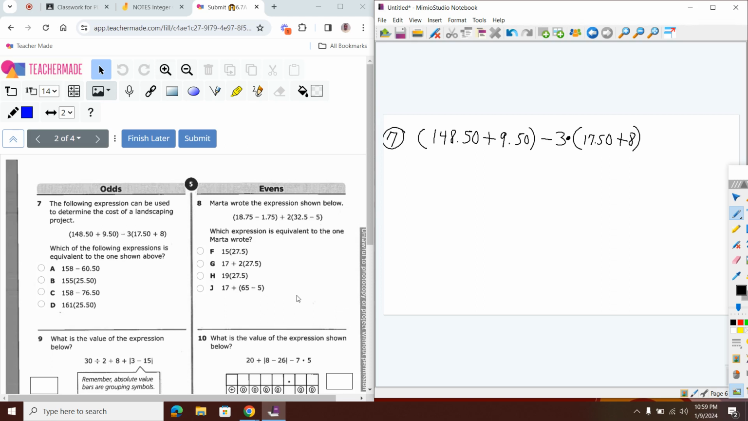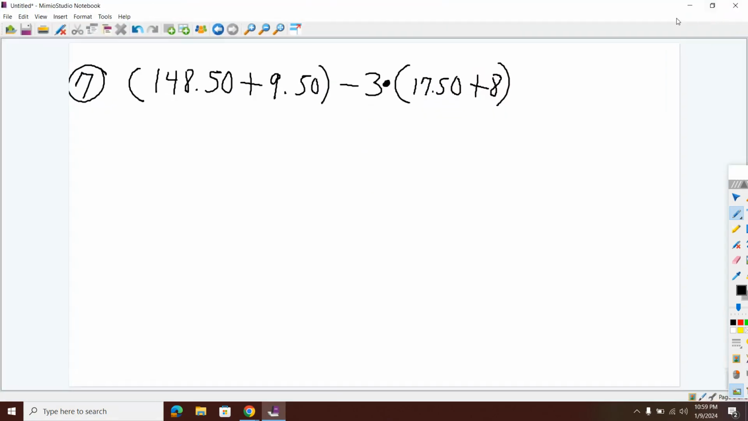Okay. So we have 148.50 plus 9.50 minus 3, parenthesis means times, 17.50 plus 8. Okay. So I copied it correctly. There's a bunch of things to do. We have plus, minus, times, plus. We have parentheses, groupings. So we'll have to use PEMDAS.